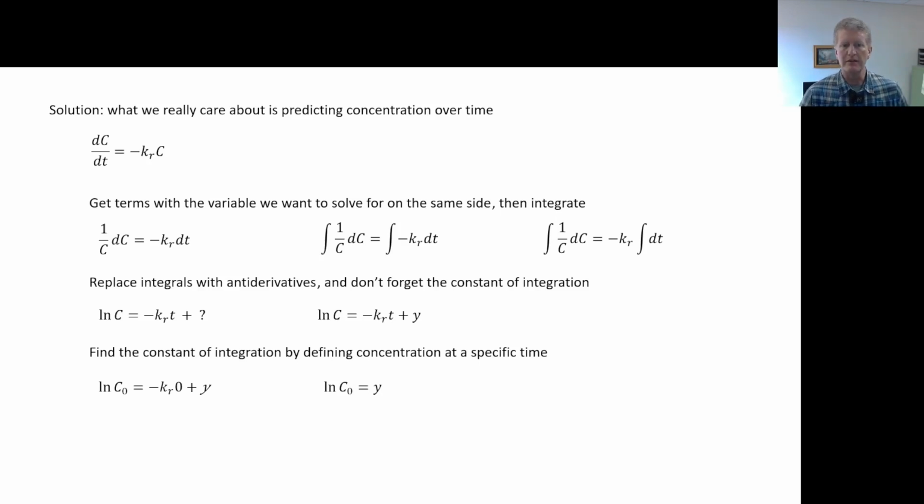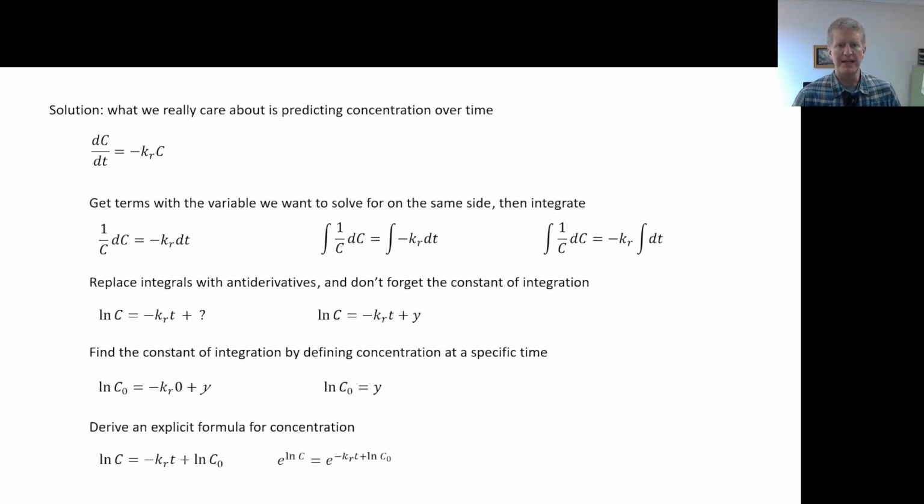Now we can plug the log of the initial concentration in for y and derive an explicit formulation for predicting c as a function of time. If we take both sides as an exponent of Euler's number, we can get rid of the natural logs. The natural log of c goes away immediately, but we need to apply the addition rule of exponents before we can get rid of the natural log on the C0 on the right side of the equation.